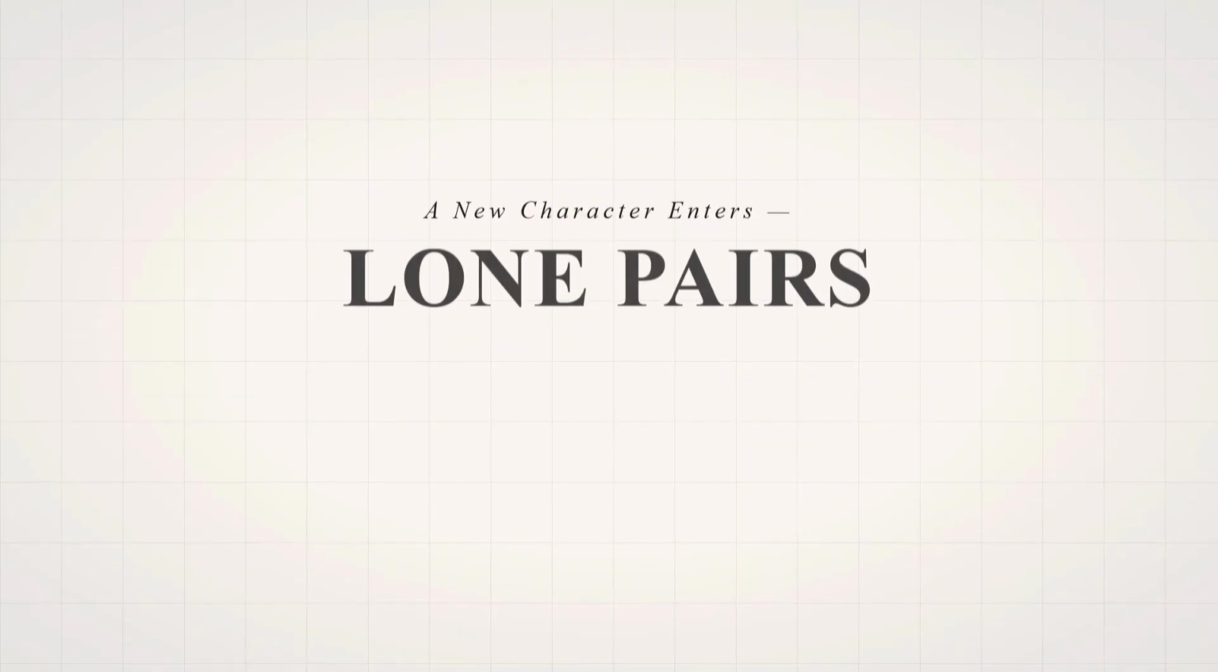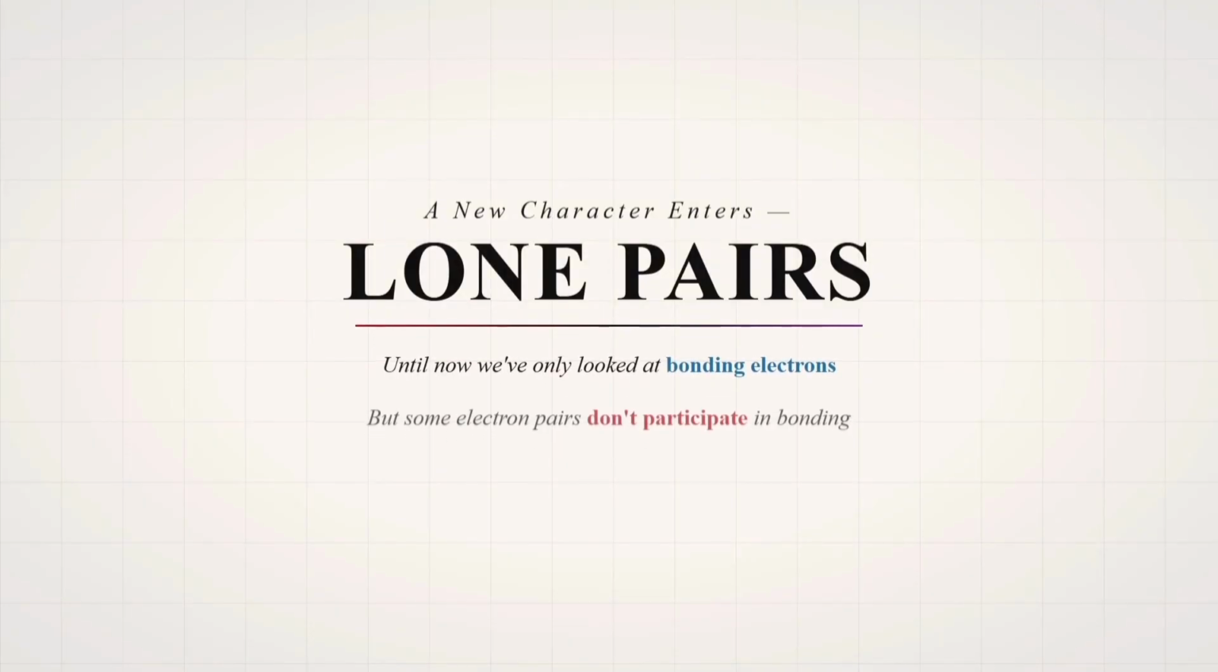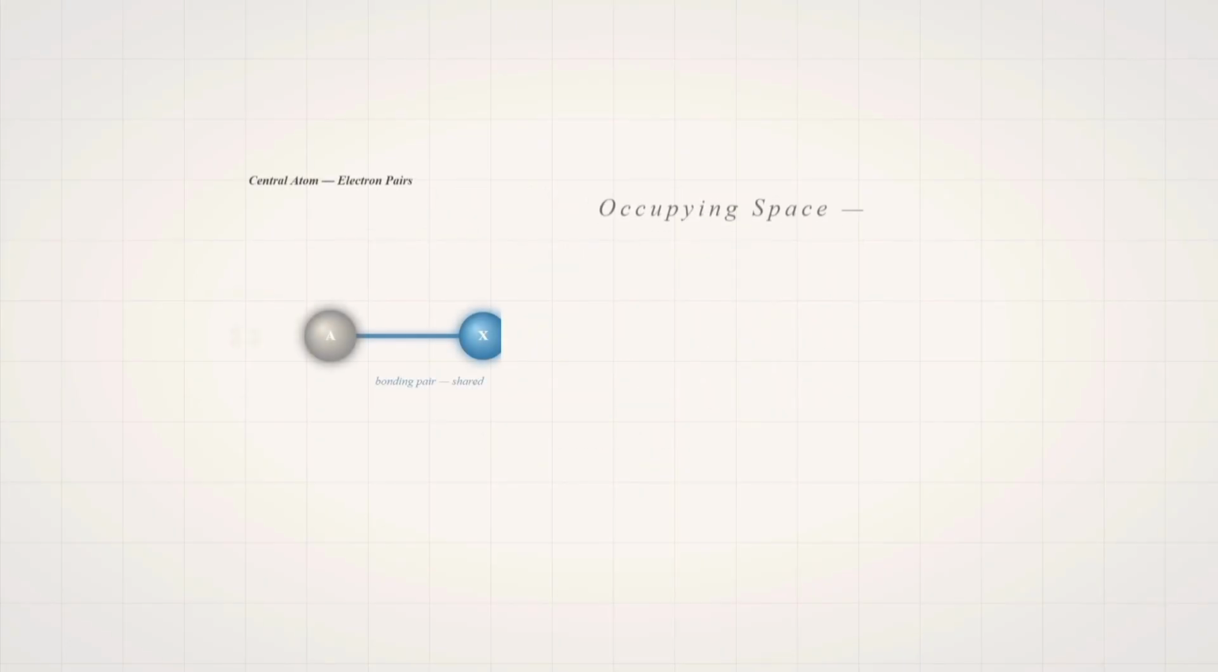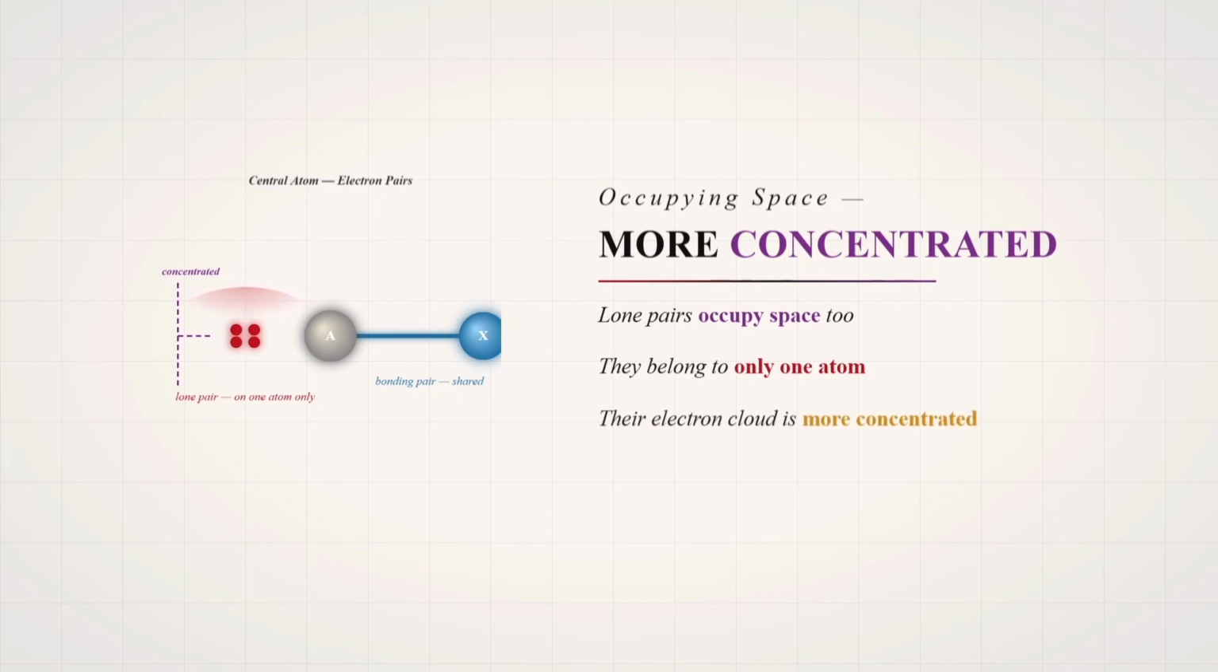Now let's introduce a new character into the story, lone pairs. Until now, we've only looked at bonding electrons, but some electron pairs don't participate in bonding. These are called lone pairs. Lone pairs occupy space too, and because they belong to only one atom, their electron cloud is more concentrated. As a result, lone pairs repel more strongly than bonding pairs.